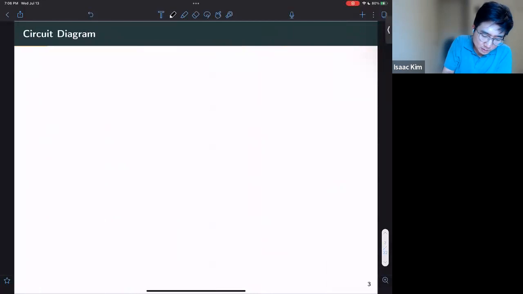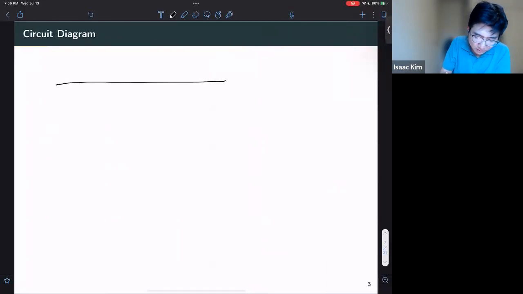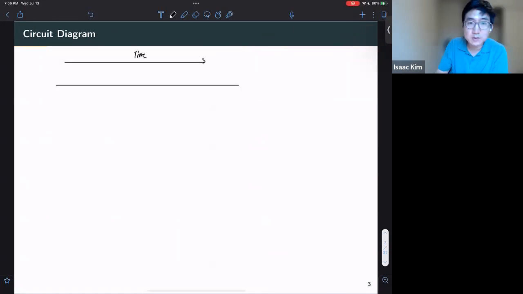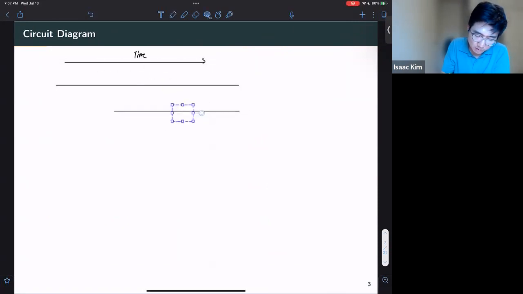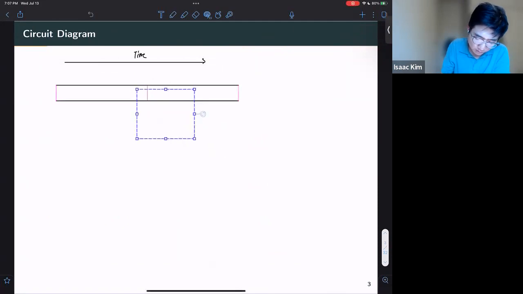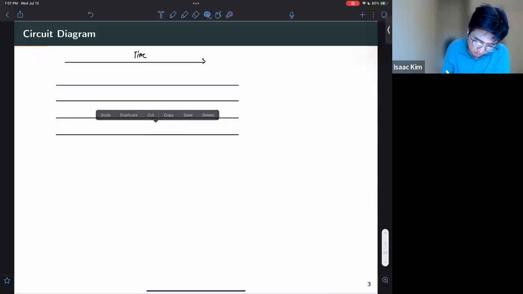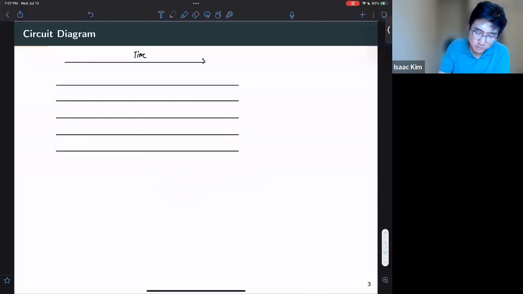So let me remind you what a circuit diagram is. In the circuit diagram, how you draw this is that first of all, the direction of time is from left to right. And for each qubit, you draw a line. So if you have, let's say, 5 qubits, then you draw 5 lines like this. And on the left end, you start with some initial state. Usually people start with a 0 state, but you don't have to.